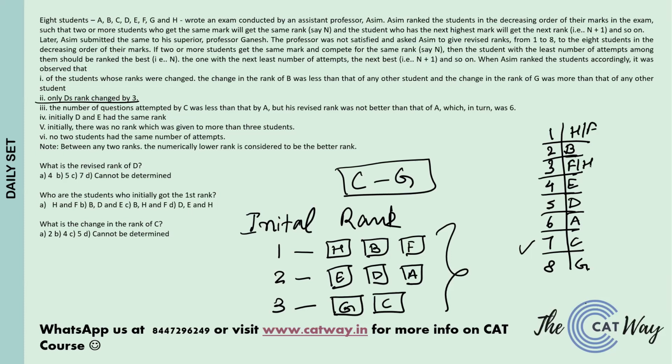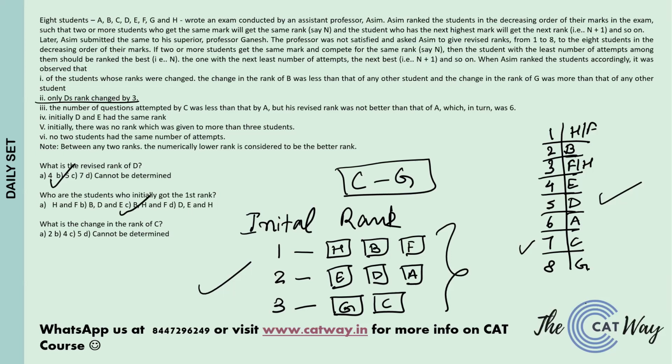Now, because the set is solved, we know the initial ranks of the people, we know the final ranks of the people. So what is the revised rank of D? The revised rank of D is 5. That is option number B. Who are the students who initially got rank first? That is H, B, and F. That is option number C.